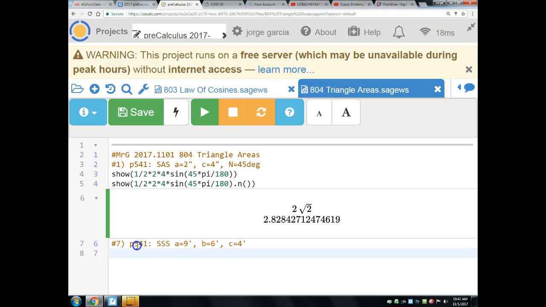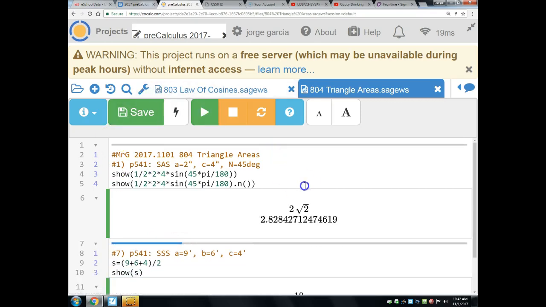All right, so the first thing I'm going to do is say S equals A plus B plus C over 2. So 9 plus 6 plus 4 all over 2. And I'm storing it because I'm going to need it later. So how about show s just for fun? Whoops. Lowercase, it's case sensitive, watch out. And did we get the 19 halves?